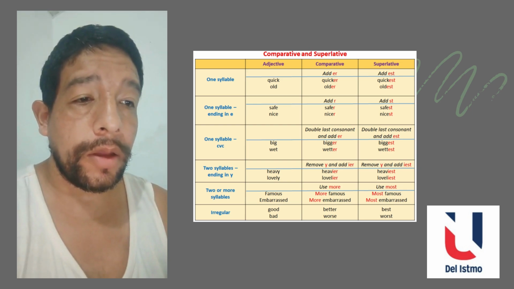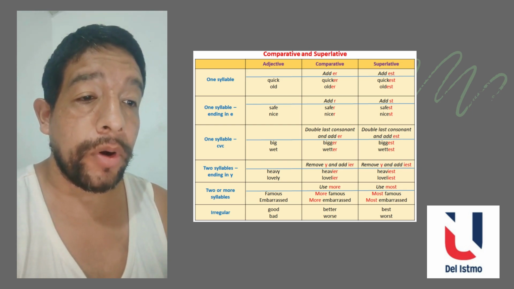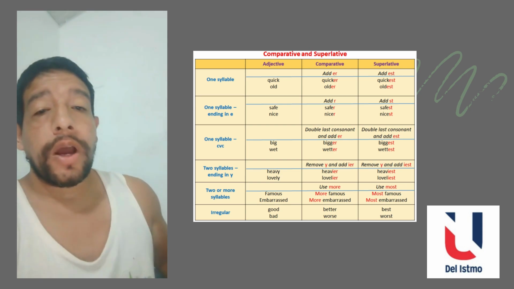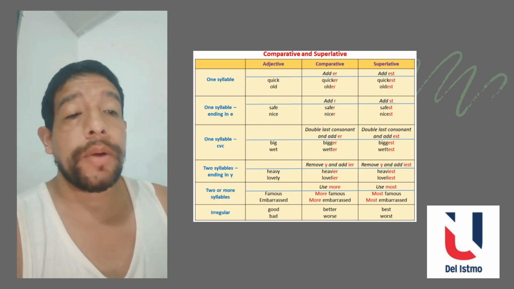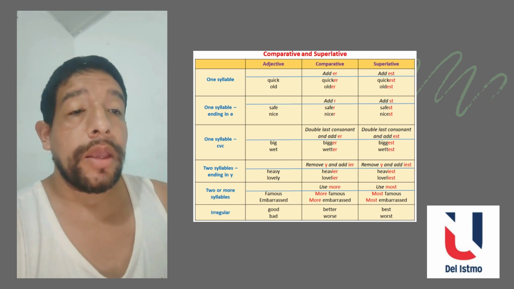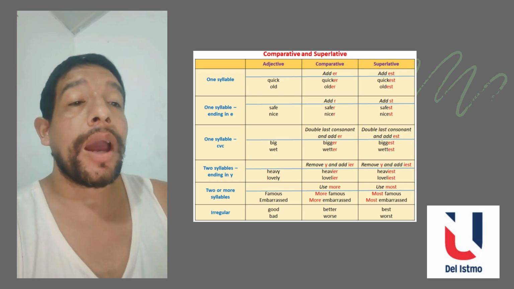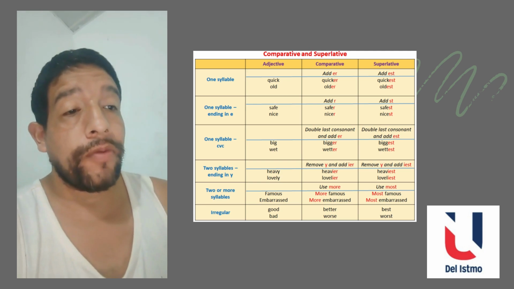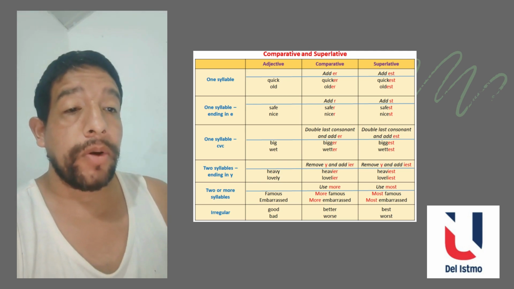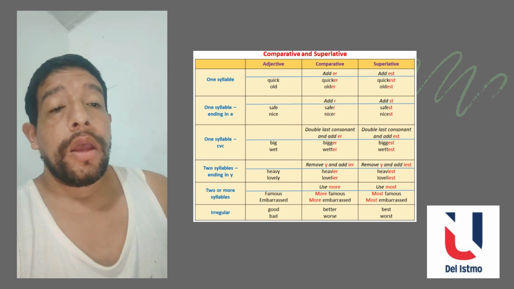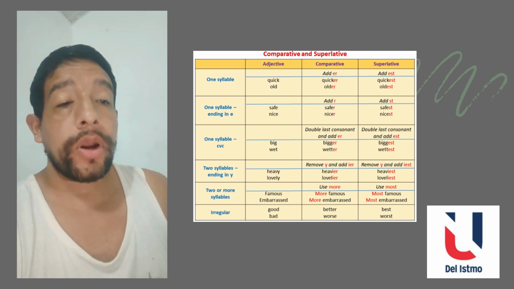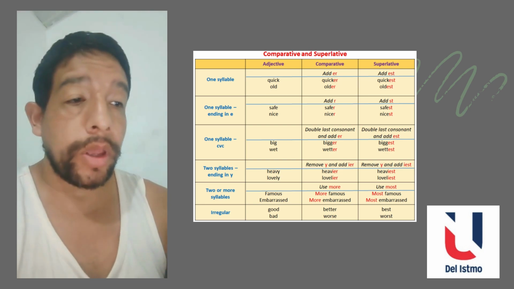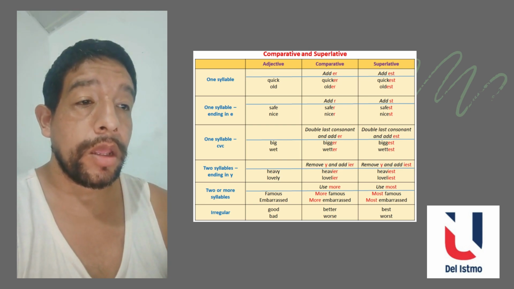If you need a more specific situation, with two syllable adjectives ending in ed or ing, or ful or less, or well, use more and most for the comparative and superlative. In this example, worried, more worried, the most worried. Boring, more boring, or the most boring.